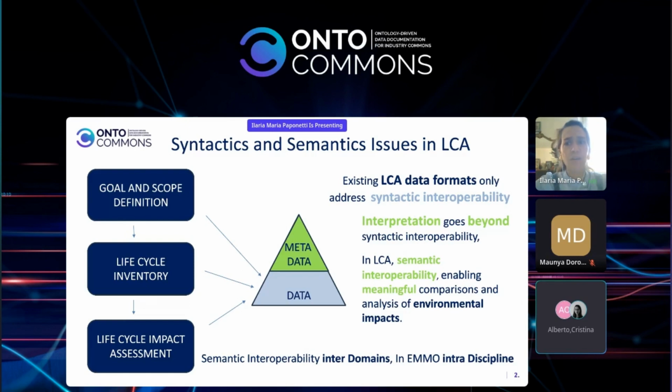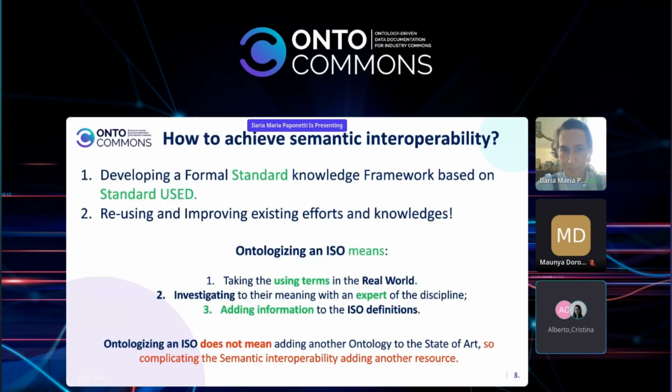Existing lifecycle assessment data formats only address syntactic interoperability. We have the interaction between all of these phases and the exchange of data between them. But the last phase, the phase of interpretation, goes beyond syntactic interoperability to semantic interoperability, enabling meaningful comparison and analysis of environmental impacts. So this is an issue of semantic interoperability between domains that in EMMO we call interdiscipline. So how to achieve semantic interoperability?